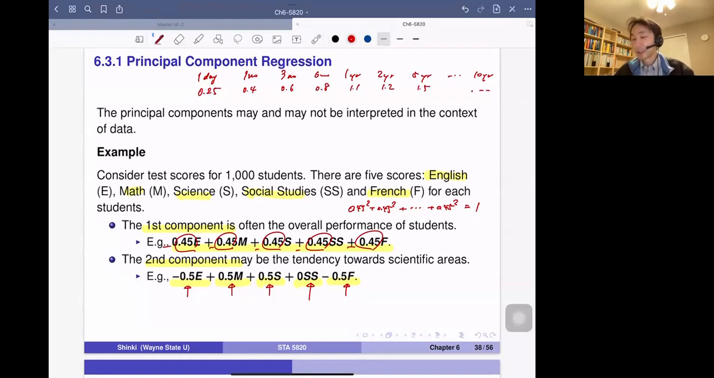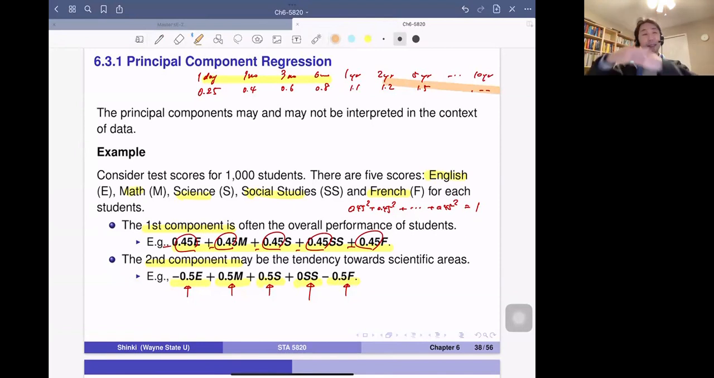How do these values change over time? The most common movement is just a parallel shift. Every interest rate goes up, or every interest rate goes down. So that is the first component. And the second component is basically the twist. The shorter interest rates go lower, and the longer interest rates go higher.